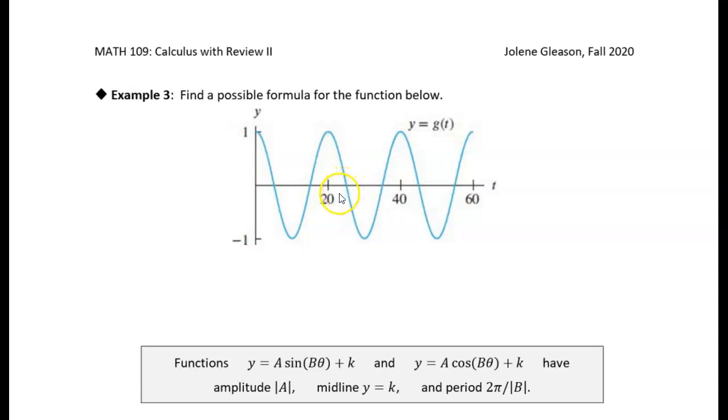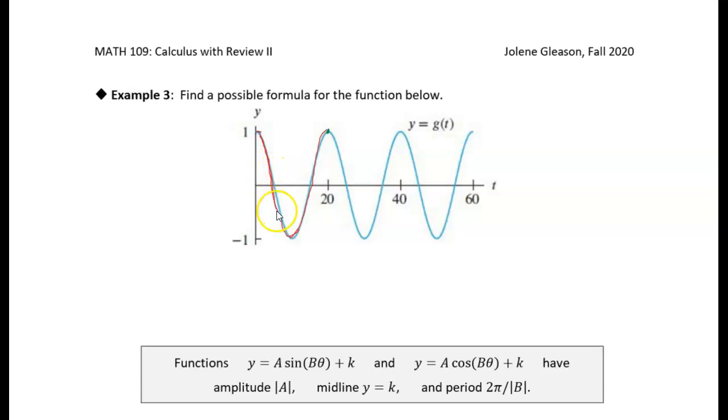All right, in this example, we're given the graph of a function, and now we want to find the formula for the function. I'm looking at this, and I'm seeing, first of all, that I'm starting at the peak and ending at the peak. So you can see one period of this function. Here, I'll highlight it in red. One period of this function, or one cycle, goes from 0 to 20.